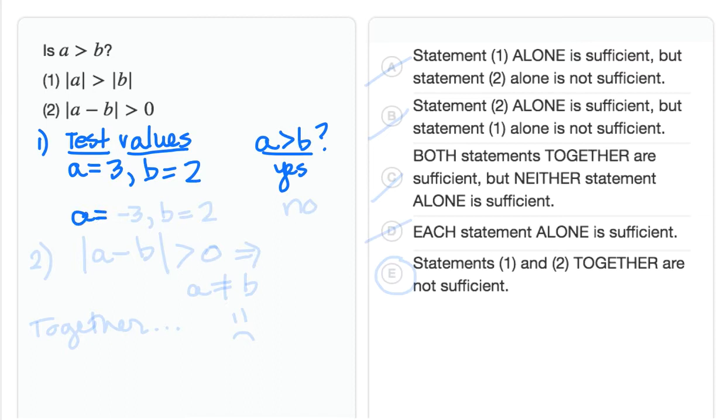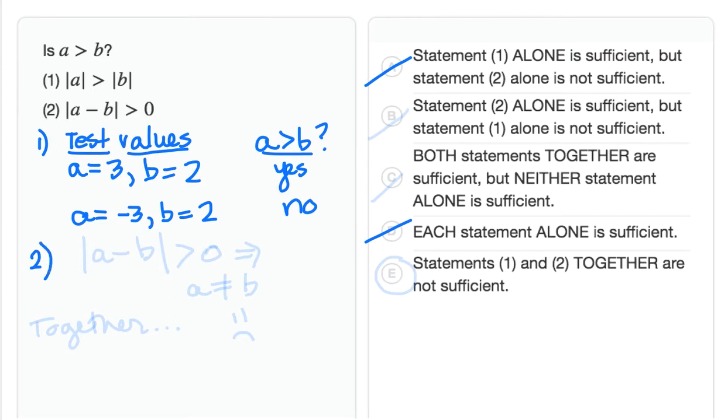Okay, another good test case is A equals -3 and B equals 2. Once again, statement 1 is satisfied. But this time, the answer is no, A is not bigger than B. So we have two different cases that satisfy the statement, but give us different results. Therefore, we can conclude that statement 1 is not sufficient. So we can eliminate choices A and D. That means the correct answer has to be either B, C, or E.